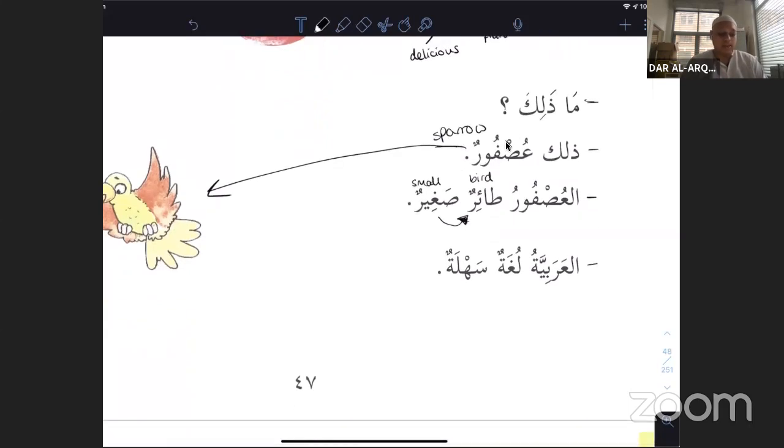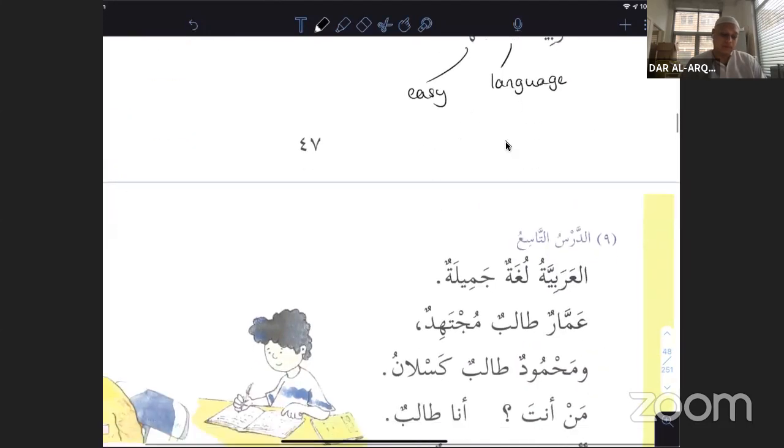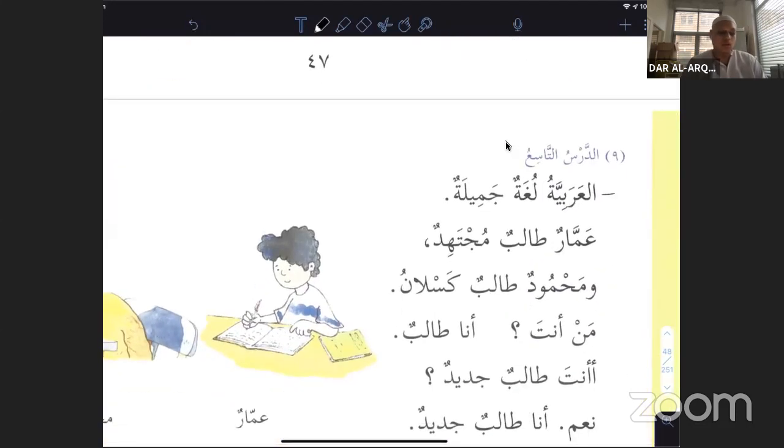طيب. العربية لغة سهلة. العربية is Arabic, of course. لغة means language. سهلة means easy. So the sentence means Arabic is an easy language. سهلة is an adjective for لغة. طيب. Again, العربية لغة جميلة. The only thing new here is this word. Jamila means beautiful. So Arabic is a beautiful language. Again, Jamila is an adjective for lugha.